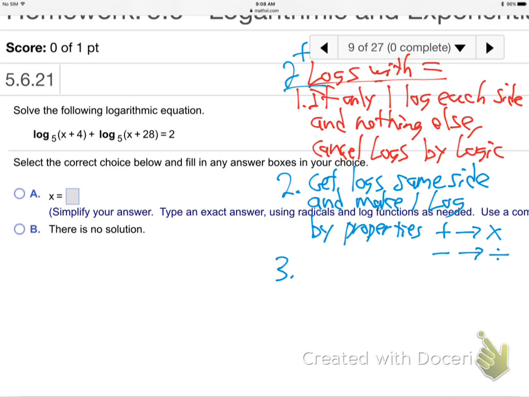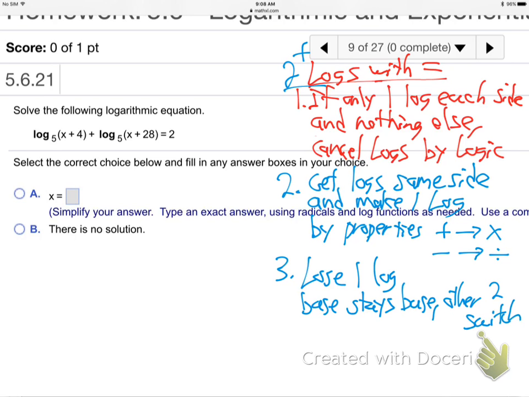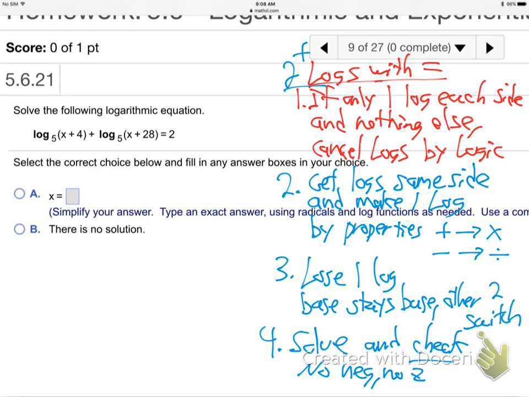Step 3, lose the one log. Base stays the base. Other 2 switch. I think you know that step. And step 4, solve and check, meaning no negative, no 0 in a log. So there we go. There's the steps. Wrote those up before one more time. There's the steps for solving when you got a couple of logs.